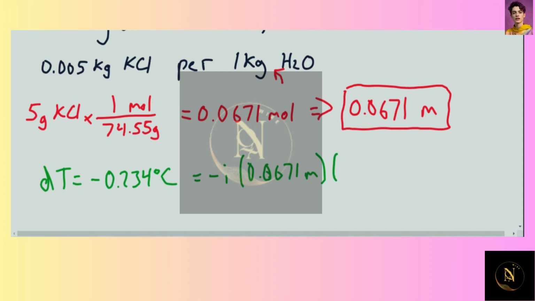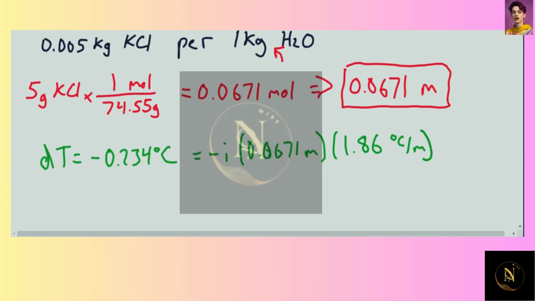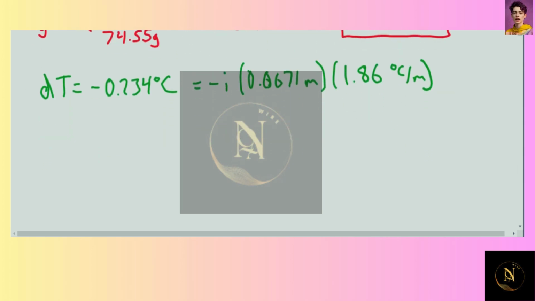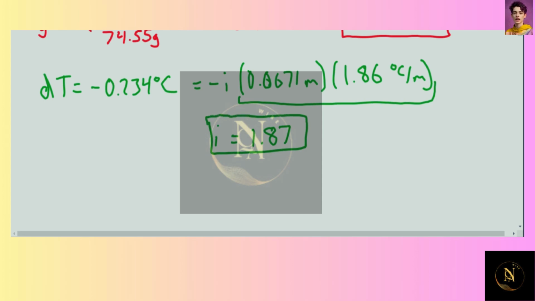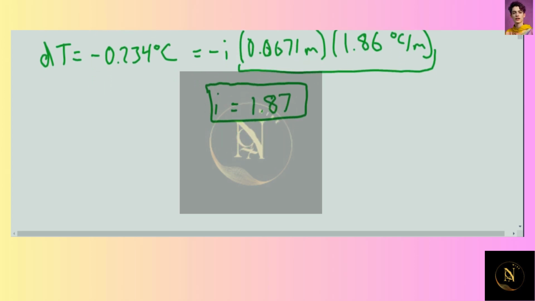And we know the freezing point constant for water is 1.86 degrees Celsius per molal. So from this, we can calculate our value for i by simply dividing both sides by this term here. And when we do that, we get a value of i as 1.87. So it's close to 2 as we would expect, but it's not completely 2 because it's not ideal behavior.